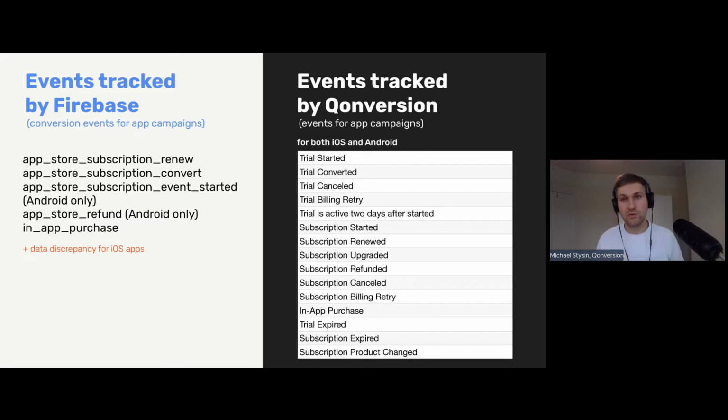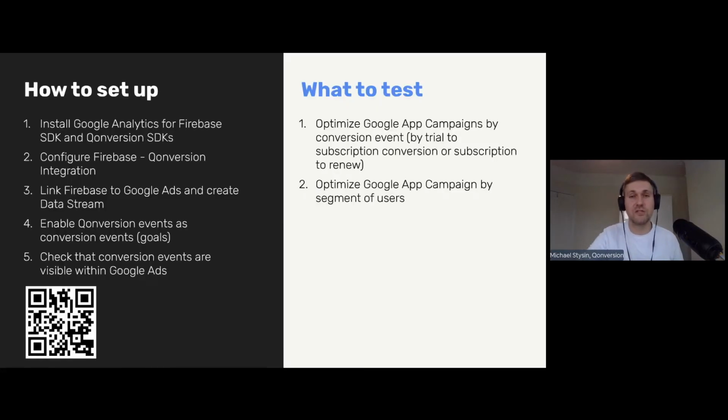So if you're looking to get accurate subscription revenue data in your Google platform, from Firebase to Google Ads, you should check out our integration. It's very simple to set up, and all of the setup takes 20 to 30 minutes. You need to install the Qonversion SDK along with the Firebase SDK, then go through a set of settings in the Qonversion settings dashboard, and that's pretty much it. You can check the details using the QR code on this slide.